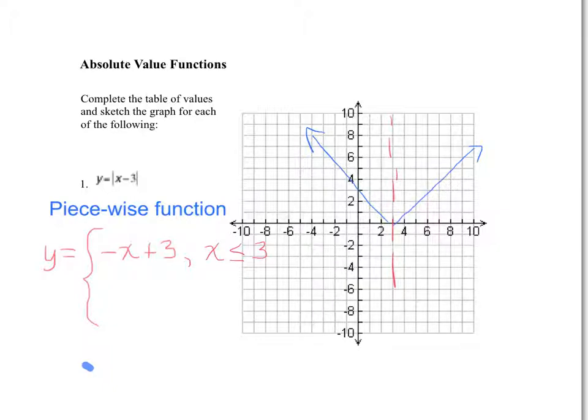What's the other piece of it? This part over here on the right. What's the equation of that line if it were just to continue? y equals x minus 3, right. And it's x minus 3 if x is greater than 3.